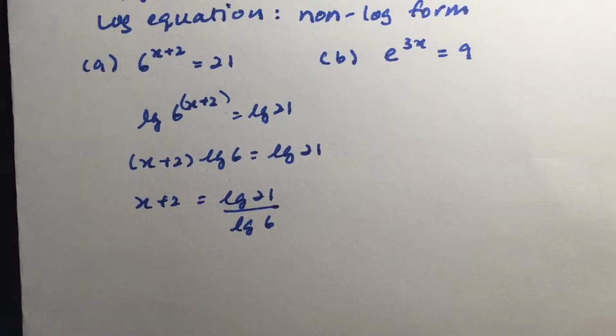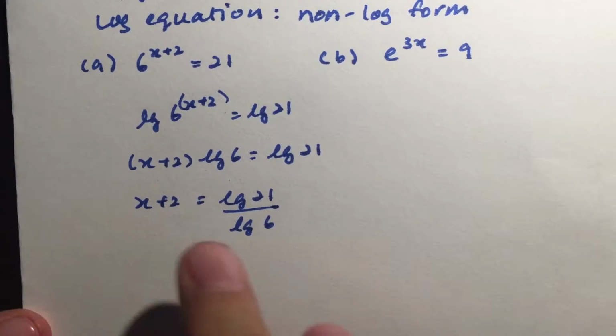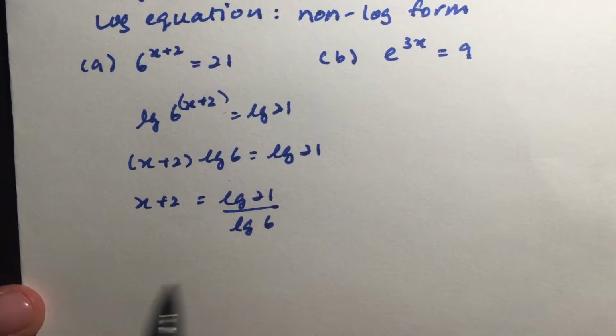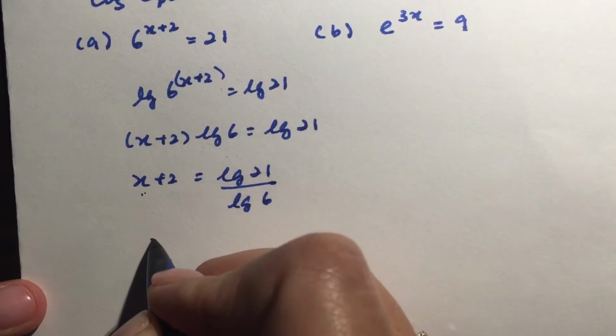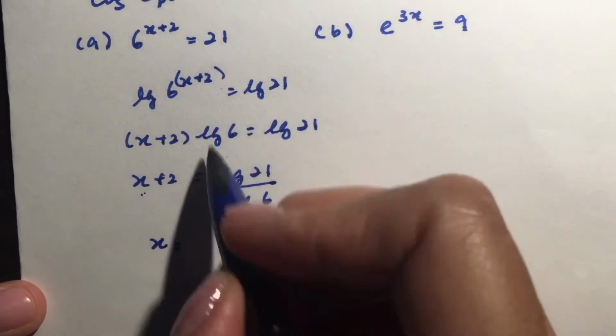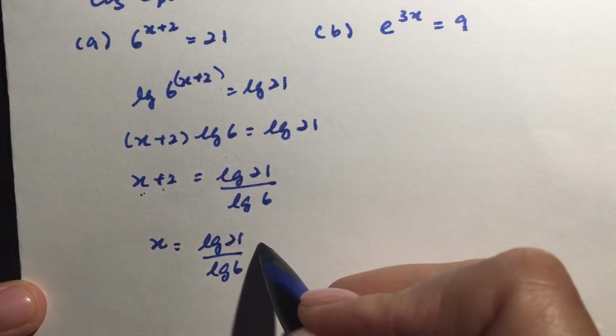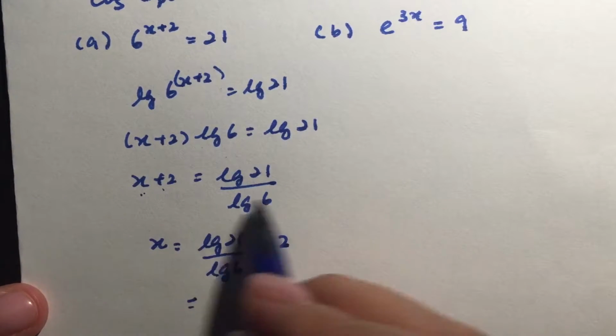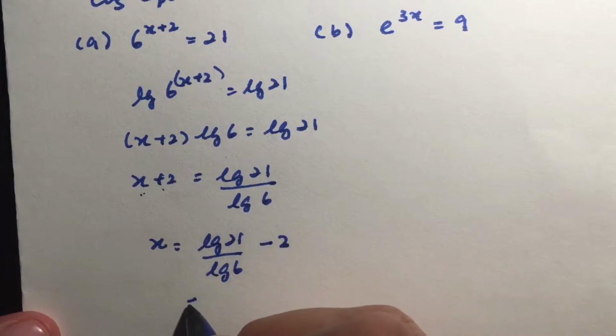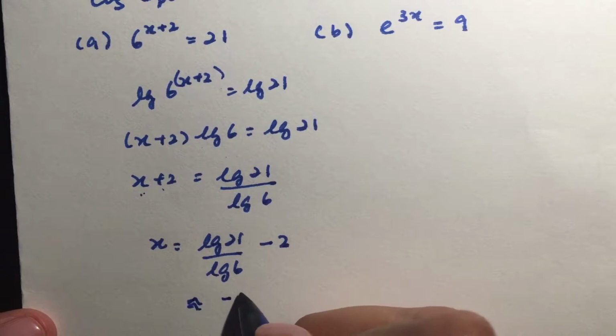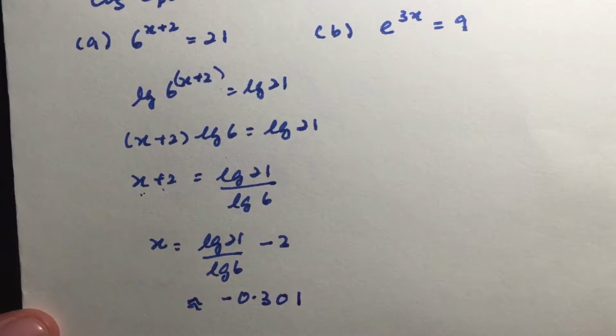And this can be evaluated using your calculator. But I'm just going to write it out this way so you can do it all in one shot. In order to solve for x, I'm going to have a minus 2. So I have log 21 over log 6, and the 2, when I bring it over, is minus 2. Then you can just press it all in one go. And correct to 3SF, when you press your calculator, it will be roughly around this.